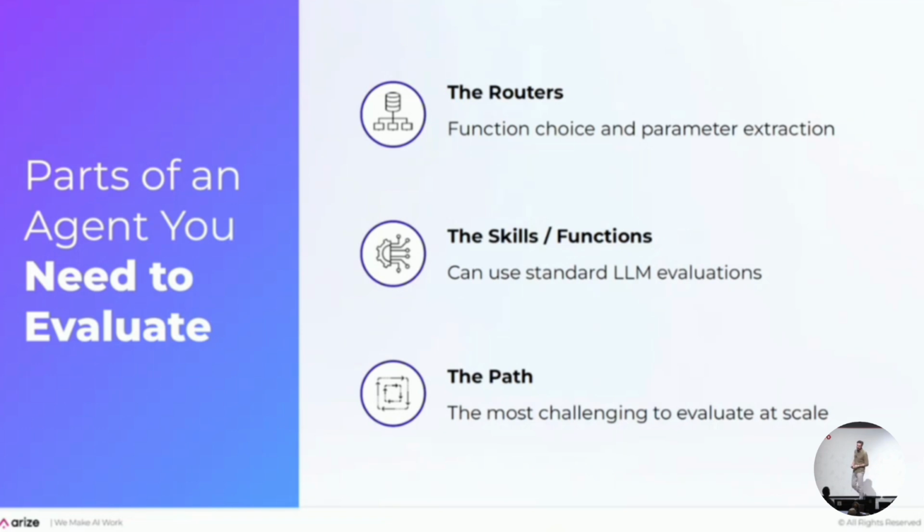So the next piece here is how do you actually evaluate these things? What pieces do you evaluate within these? So obviously, we're going to be evaluating the router. We're going to be evaluating the skills and the functions themselves. And then finally, the path. The path is the most interesting and the most new right now, so we'll talk a little bit about some of the techniques that are there.